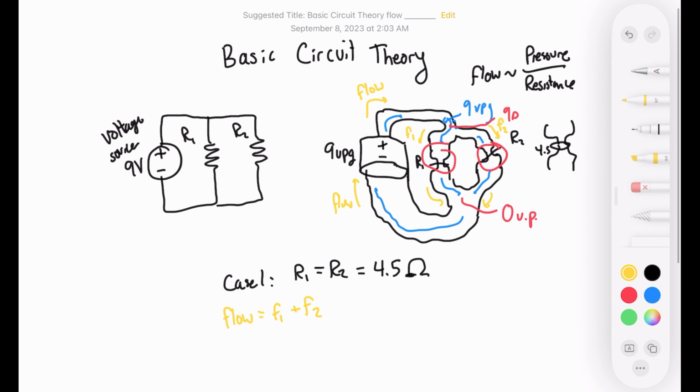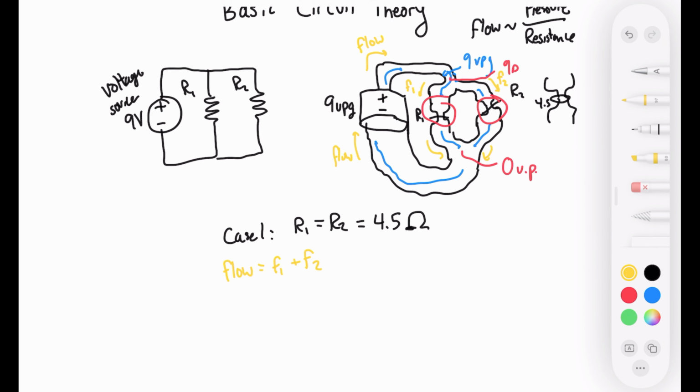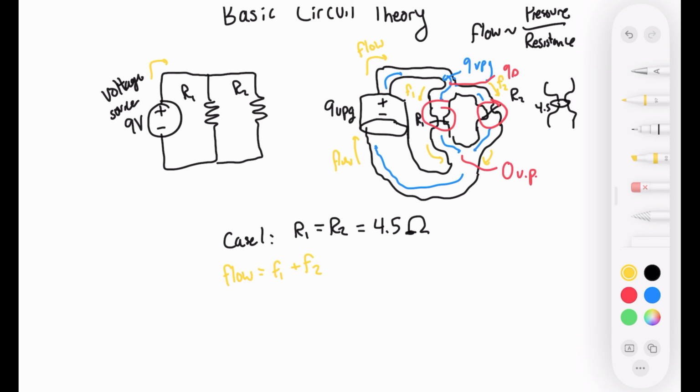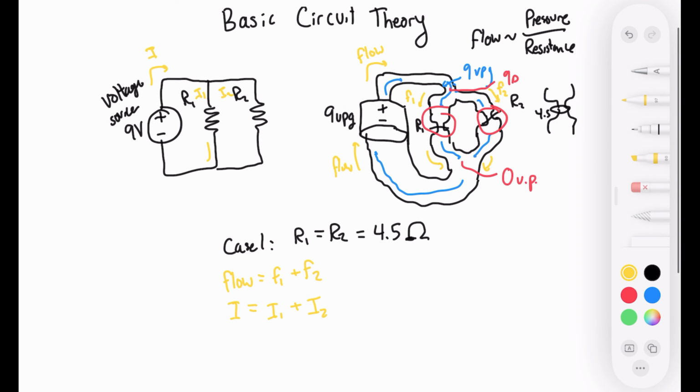Let's see if we can find out what F1 and F2 are, knowing that our 9 units of pressure are dissipated across R1 and R2. Notice how this is the exact same thing here. This is like I in terms of amps. Then you're going to have I1 and I2, where I is equal to I1 plus I2. So this I must divide itself into I1 and I2, and then both of these get combined at the end.